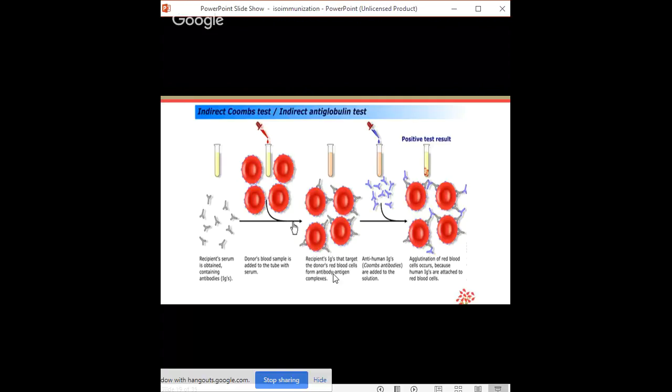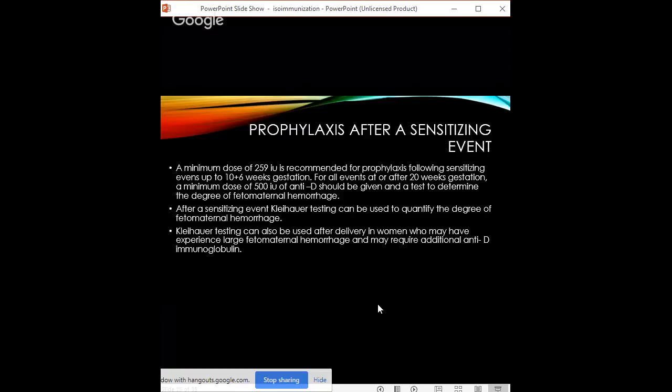If antibody-antigen complexes form, that means there were already antibodies in the mother's serum, so the mother has already been sensitized. A positive result is shown by agglutination of the red blood cells. However, a negative indirect Coombs means the mother has not been sensitized prior to this pregnancy, and she would be a candidate for anti-D prophylaxis.